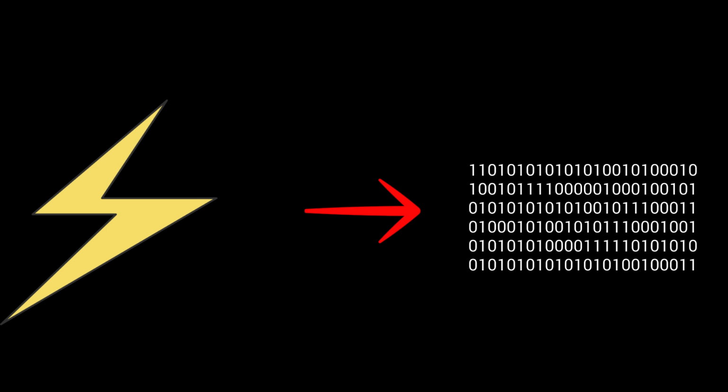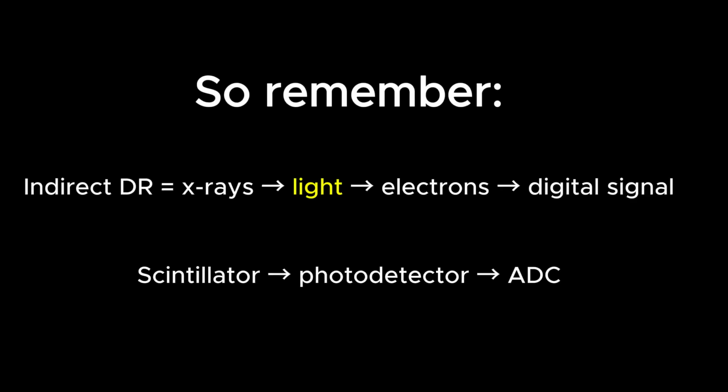So remember, indirect DR equals X-rays to light, light to electrons, electrons to a digital signal. The scintillator goes to the photodetector, basically, and then the photodetector goes to the ADC. This is the most common system that's used in general radiography today because it offers good image quality with efficient workflow. The key trade-off is that light spread can reduce sharpness, especially in systems with turbid scintillators like the GadOx. But paired with cesium iodide, indirect DR can produce excellent images with lower patient dose.